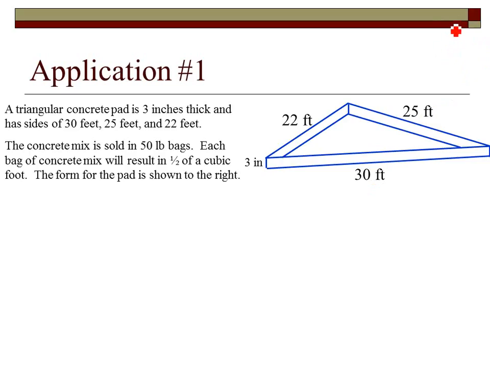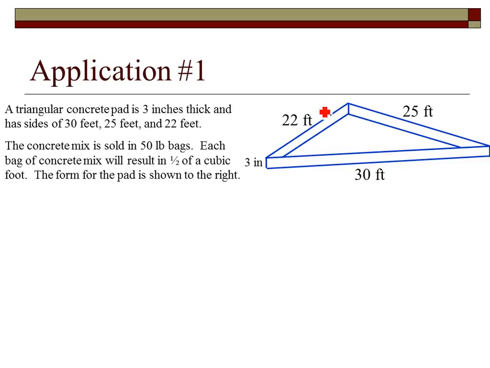So they have a triangle concrete pad, and we're given lengths of 22 feet, 25 feet, and 30 feet. The pad is going to be poured 3 inches thick. Even though you may wonder how often somebody does a triangular pad, you can break things up, if they're straight sides, into triangles and then calculate your area. So this may even be a part of the problem.